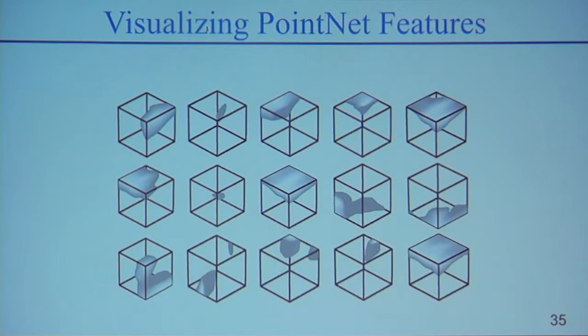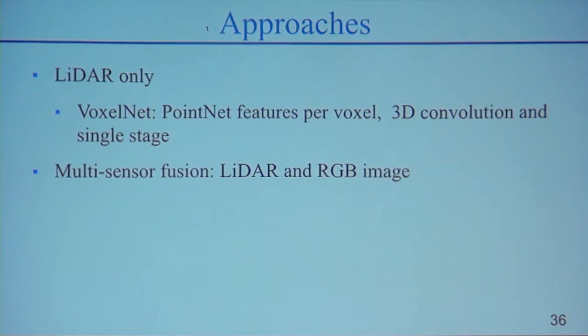And this is actually pretty interesting if you visualize what features you can actually extract. So each one of these is a particular H function. You look at all the points in these cubes, right? You apply H to that point, and if it's more than 0.5, you just plot it here, right? So it can extract very interesting shape primitives.